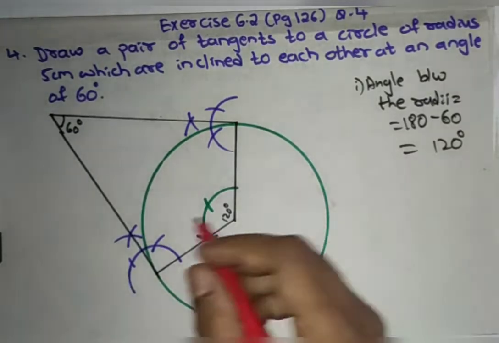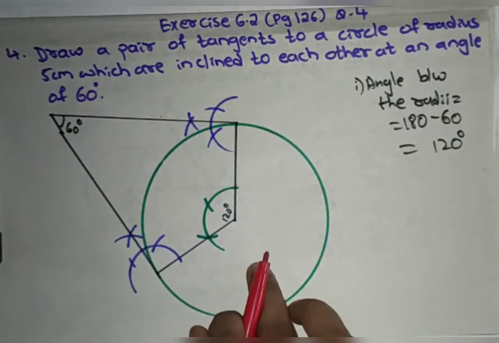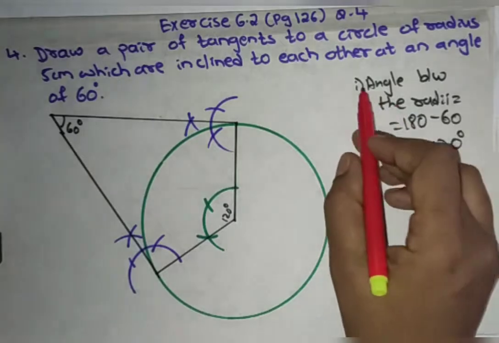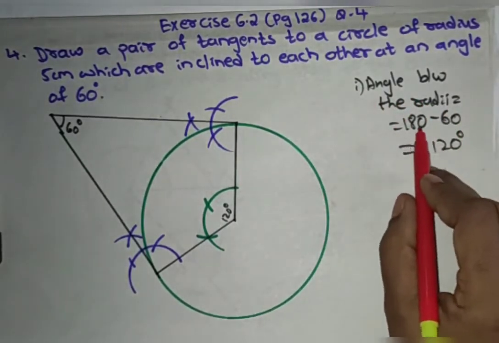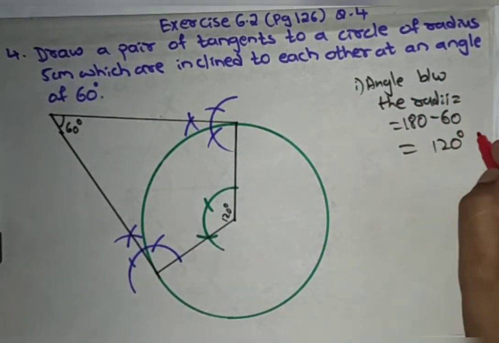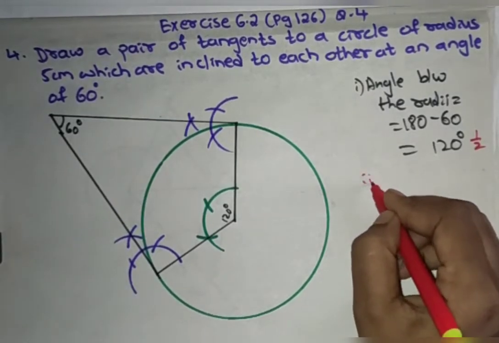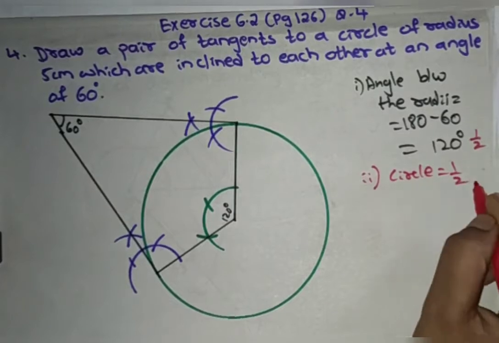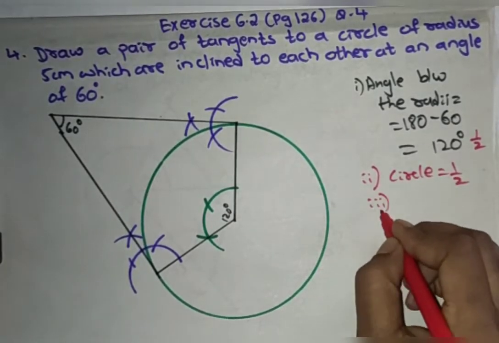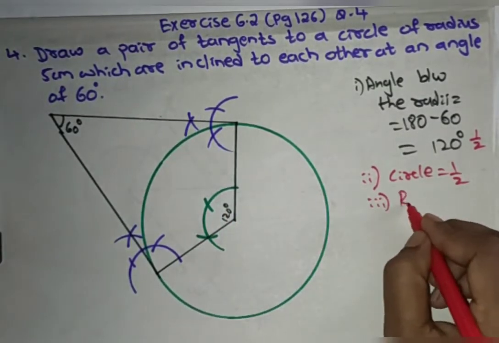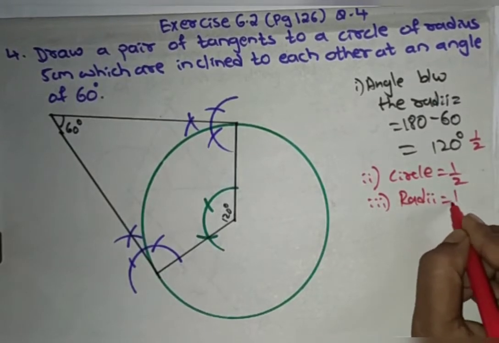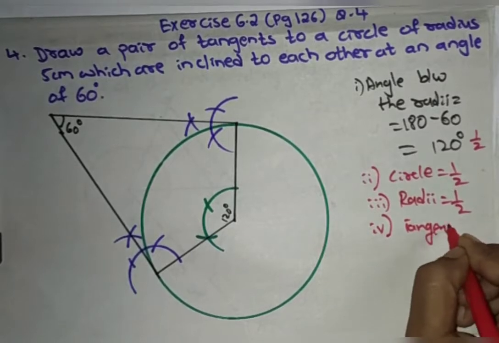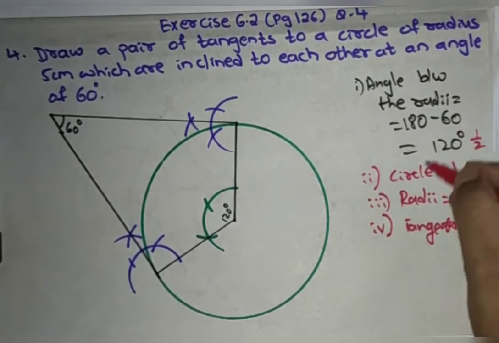Now I will tell you how they will give 2 marks for this construction of a tangent inclined at 60 degrees. First, if you find the angle between the radii, half marks they will give. Second, if you draw a circle, half marks. Again, if you draw these two radii, half marks. Now fourth, tangents, half marks. 2 marks here.